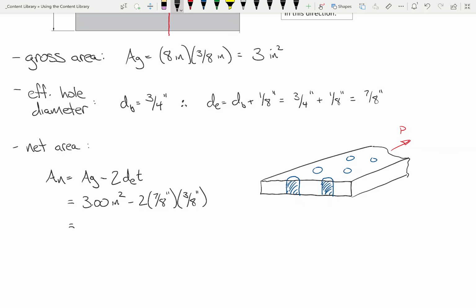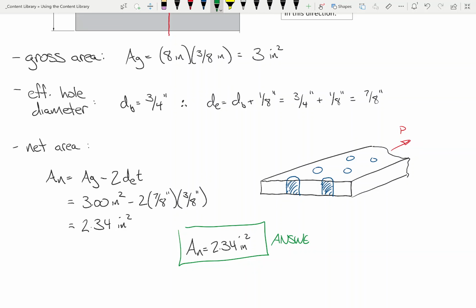Somebody got a number? 2.344. Okay, so we'll call it 2.34. Do I have a second on that? Yes. Okay. All right, so the net area, and so that's going to be our answer.